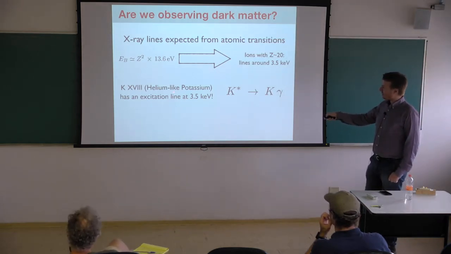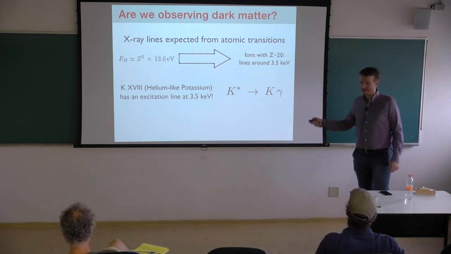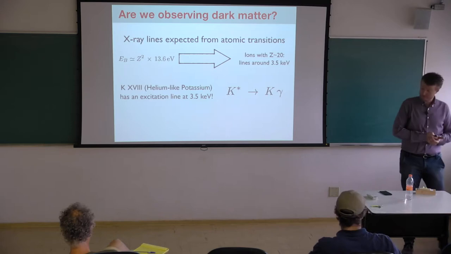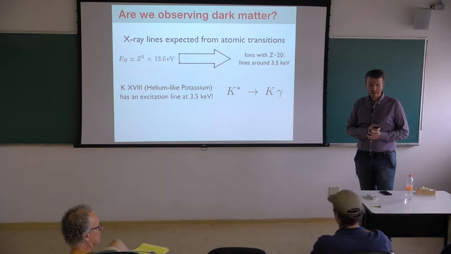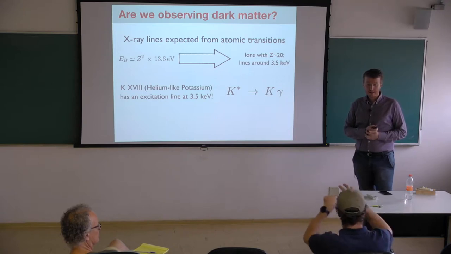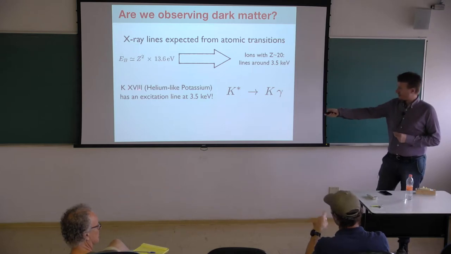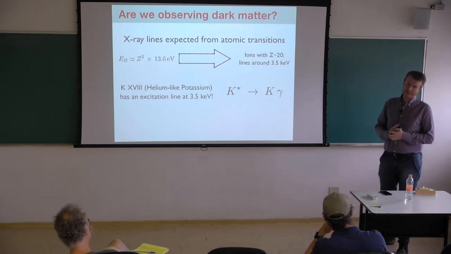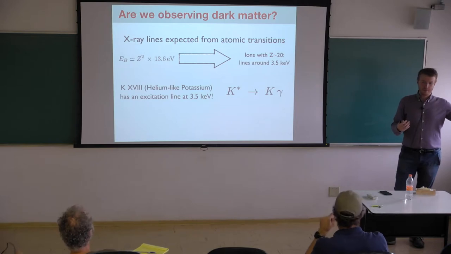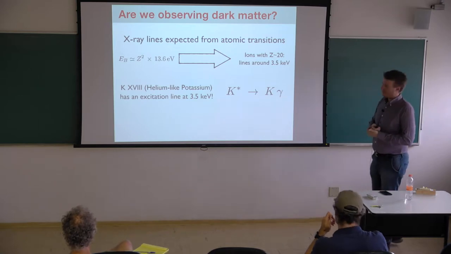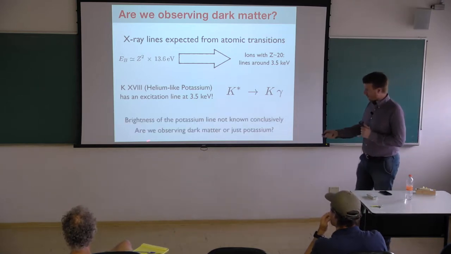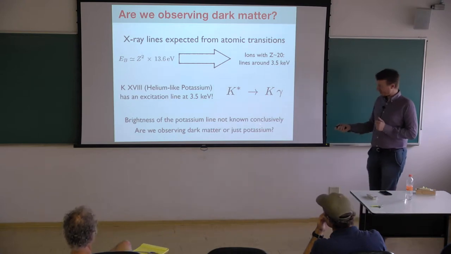So this type of atom, a helium-like atom, has an excited state, it has a transition line precisely at this energy. The transition line shifts if I add the other guys around it. What are the other guys? What are the other electrons? Yes. But you know, in the cluster, there are potassium atoms with several levels of ionization. You also have these ones. I see. So, what are we observing? Some new physics or just potassium?